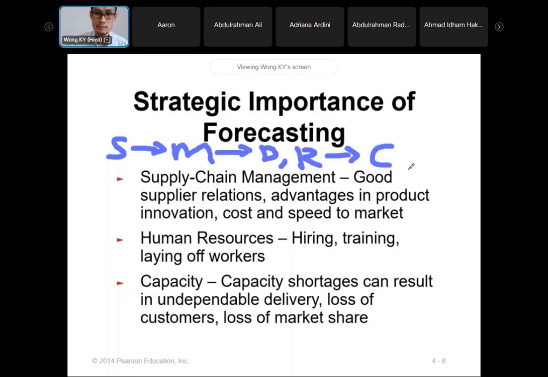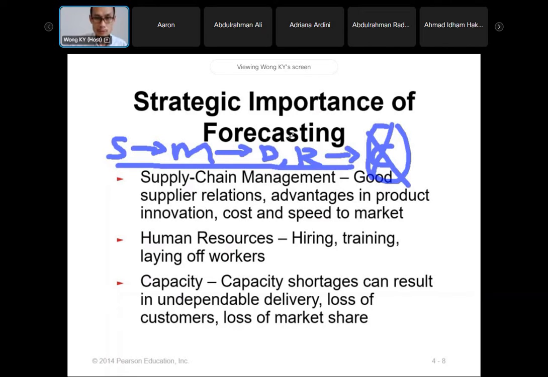Okay, so imagine if we do not know the customer demand, then what will happen? It will affect everyone. It will affect all the distributor, retailer, manufacturer, and supplier in the whole supply chain. Right? Once we do not know this, the whole chain will be affected. So therefore, it has a very strategic importance to supply chain management.